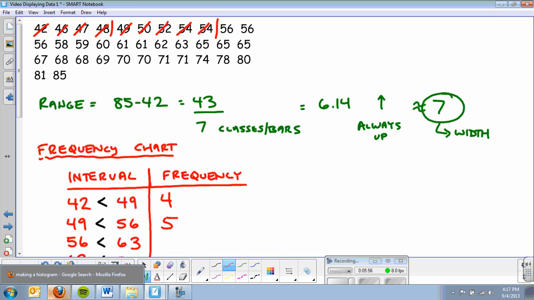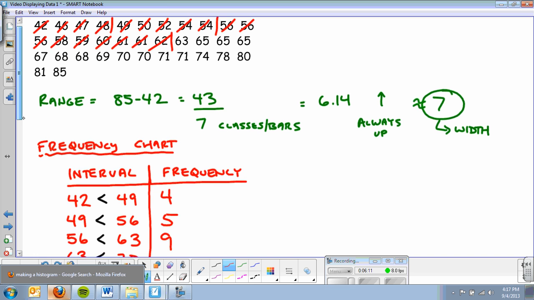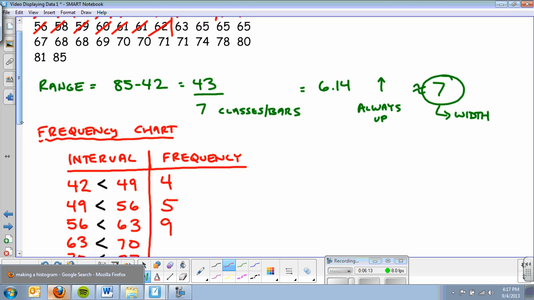56 up until 63, but not including 63. 1, 2, 3, 4, 5, 6, 7, 8, 9. Okay. And then 63 to 70, but not including 70. 1, 2, 3, 4, 5, 6, 7, 8.